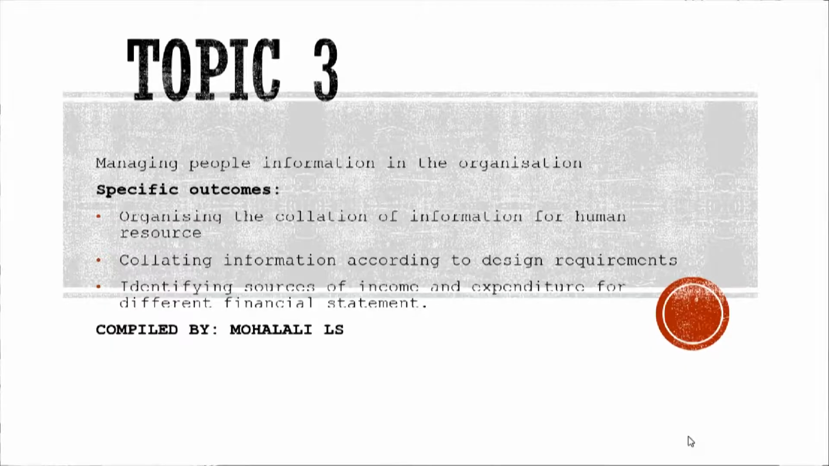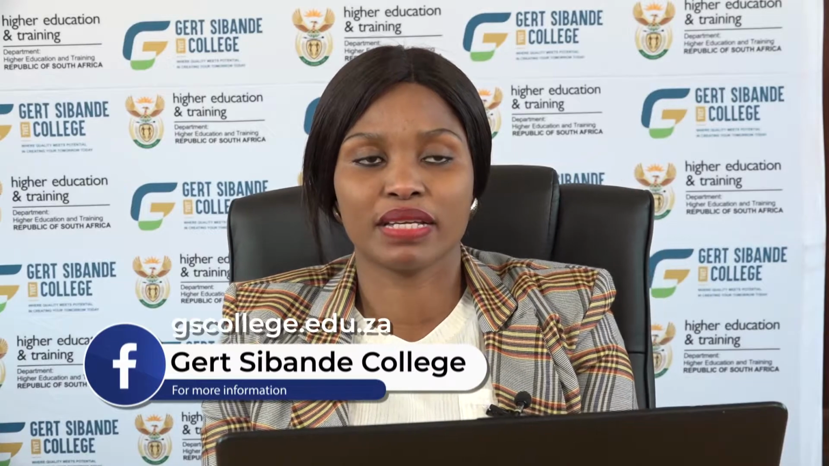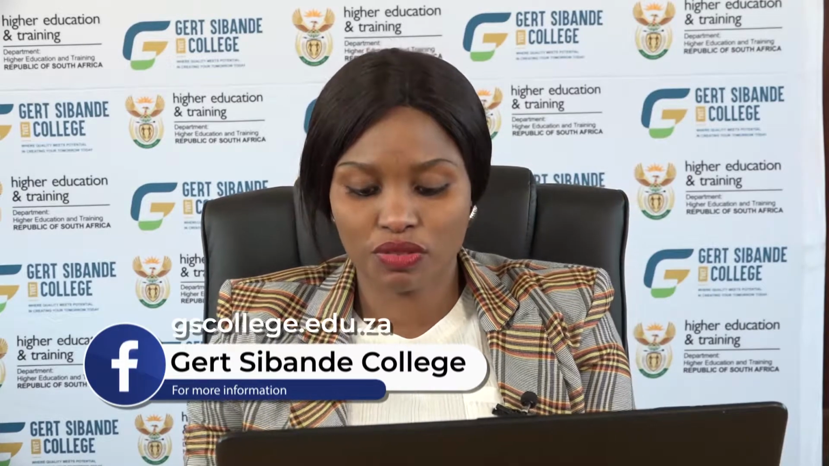The topic today that we are going to cover is topic 3. It is about managing people information in the organization. The specific outcomes that we are going to cover today are organizing the collection of information for human resource, collecting information according to design requirements, and identifying sources of income and expenditure for different financial statements. So now we are going to start with the topic.